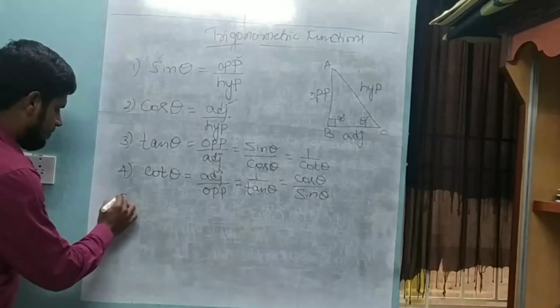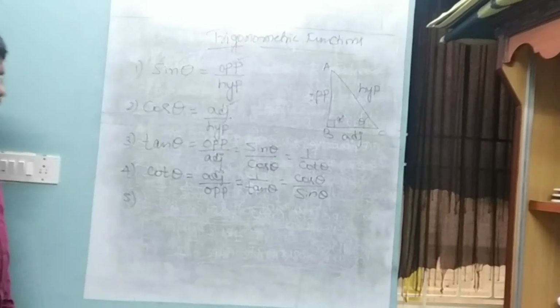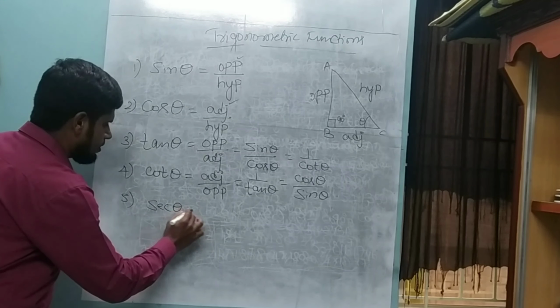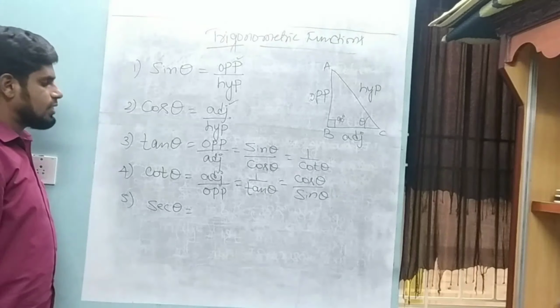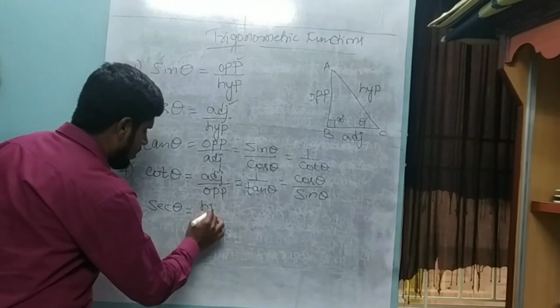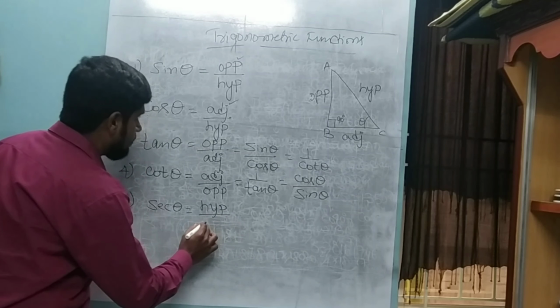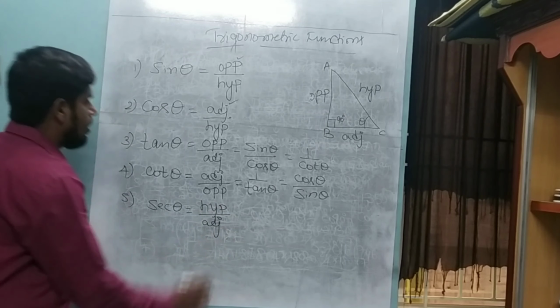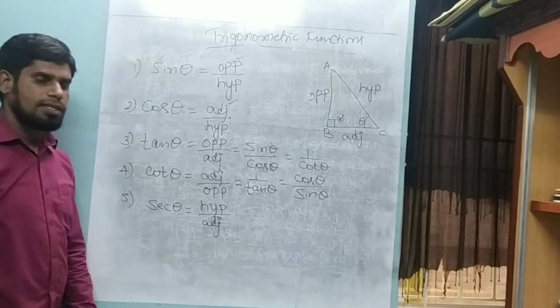Next, the fifth definition. What is the fifth definition? It is secant theta, sec theta. What is the secant theta? Secant theta is defined as the ratio of hypotenuse side divided by adjacent side. Hypotenuse side by adjacent side.